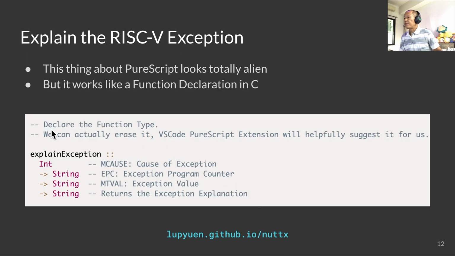At the top of our PureScript function is this thing that looks totally alien. Just think of it as a function declaration in C. This says that explain exception is a function that accepts three parameters, MCAUSE, EPC, MTVAL, and returns a string that explains the exception. Okay, it looks like we have 4 parameters, but it's actually 3 plus 1 because of the way functions are defined in JavaScript, something called currying.